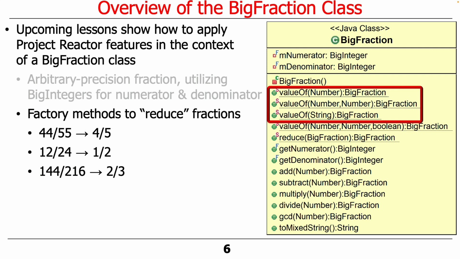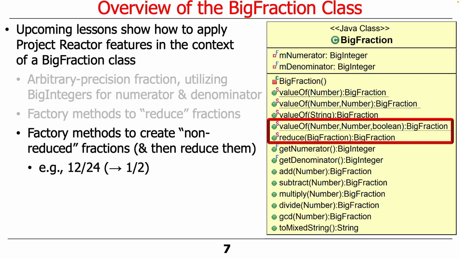There's a bunch of factory methods defined on big fractions that we use to reduce fractions. Hopefully you remember fraction reduction from 4th grade or whenever it was when you learned them. Basically, here's some examples just to refresh your memory. We have 44/55ths is 4/5ths, 12/24ths is 1/2, 144/216ths is 2/3. So that's what it means to reduce fractions.